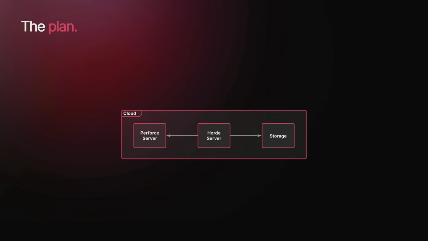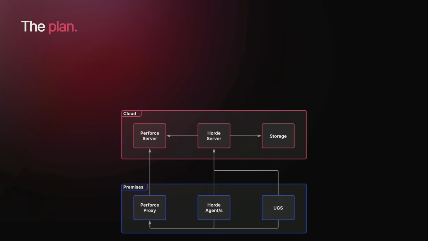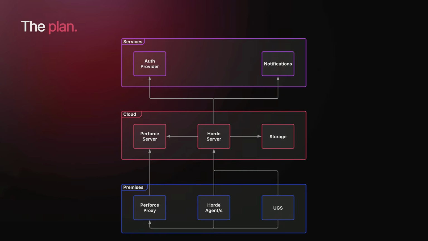All right, so now we have an idea of what we need to deploy and where. Let's start building that plan. So first, we're going to put that critical infrastructure in the cloud. This will be things like our storage, our databases, and our servers. Any outages here will be the most disruptive, so we're going to put all of it in the cloud. And then our agents will be on premises. This will help save us a little bit of money. And I'm also going to throw in a Perforce proxy and Unreal Game Sync, but I'll talk a bit more about why they're here later. And then finally, we have those third-party services for authentication and notifications.